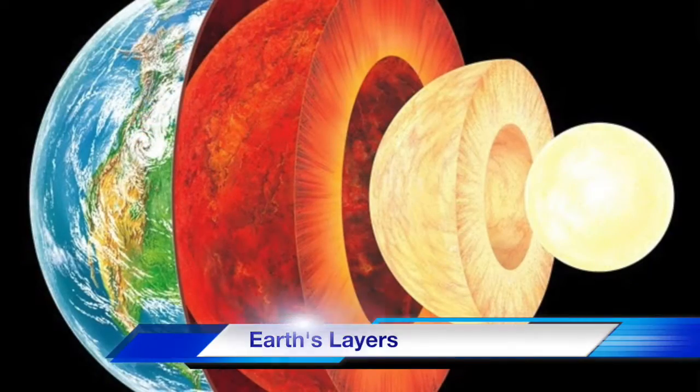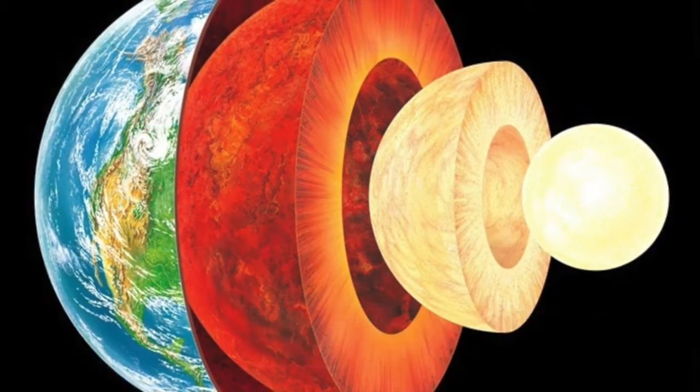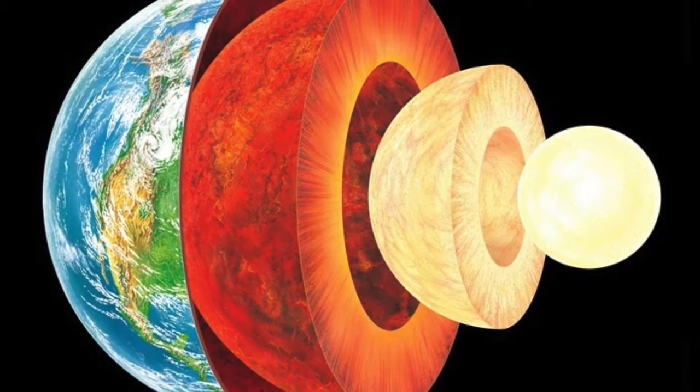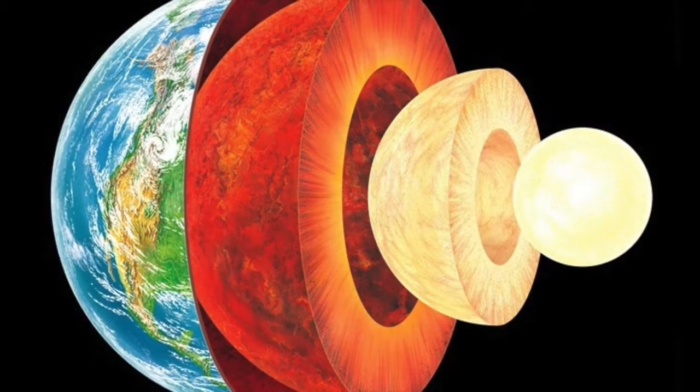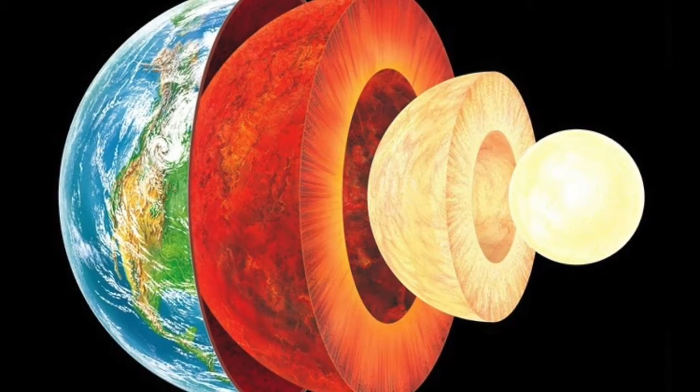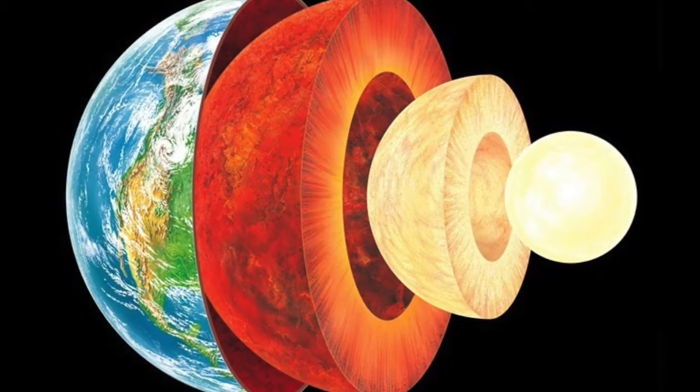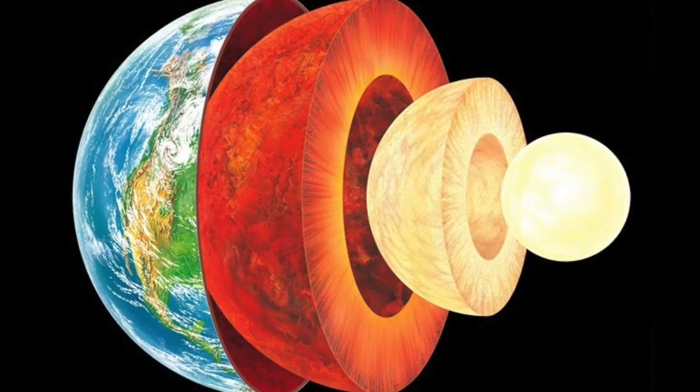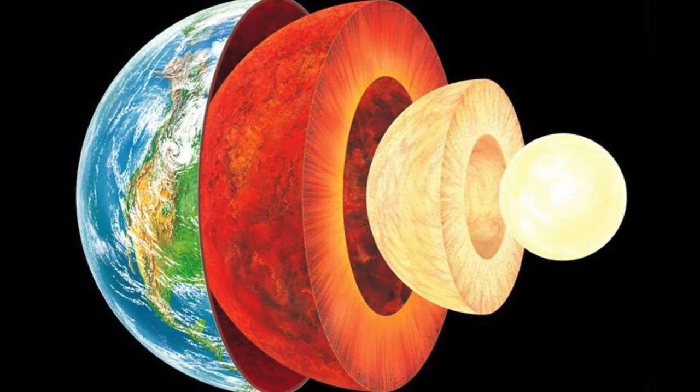The Earth is made up of many layers due to planetary differentiation, during which denser materials sink to the center and lighter materials rise to the surface. The four concentric layers of Earth are inner core, outer core, mantle, and crust.